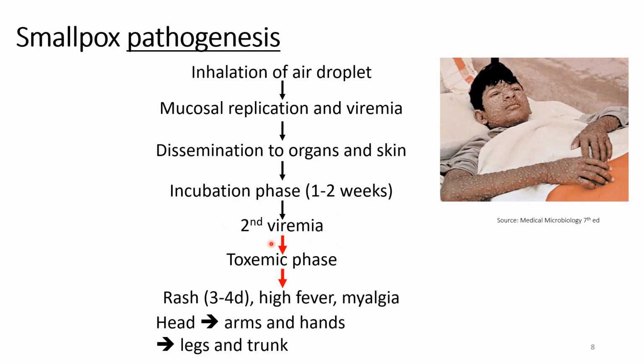Following that, we have a toxemic phase. Replication of the virus in the skin epithelia results in a rash that is associated with development of focal lesions. The patients would have high fever and myalgia or muscle pain. Now, the rash starts as centrifugal, so it starts in the head and then it spreads to the arms, hands, and legs and trunk.